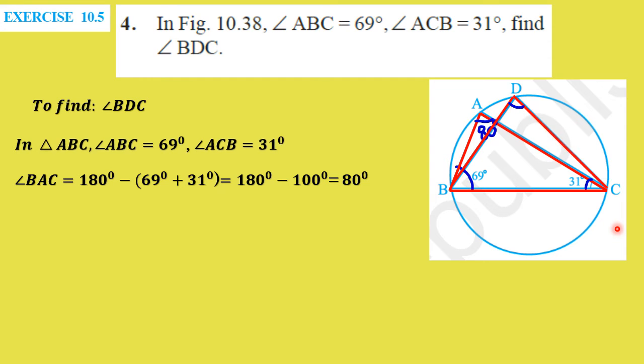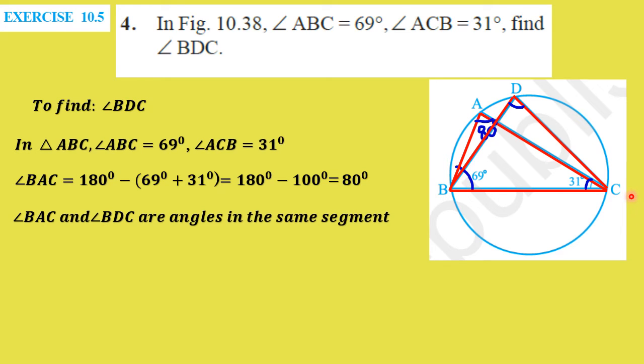Now, what is the connection between angle BAC and BDC? Angles in the same segment. Both are from the chord BC. Same segment, so they are equal. That means angle BDC is also 80 degrees. Is it clear? It's a very, very simple one. Okay, children, now let us move on to the next question.